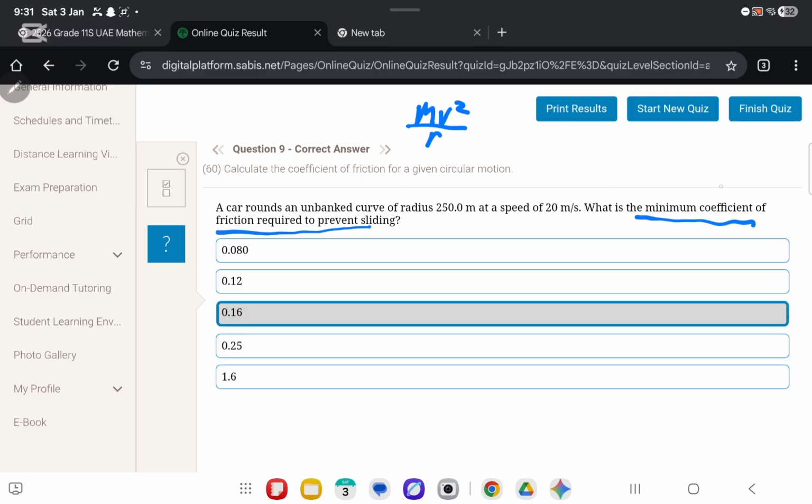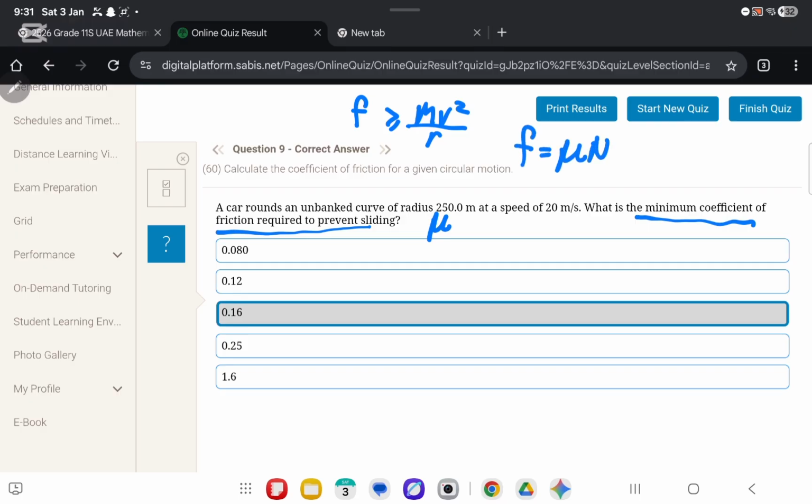That means the coefficient of friction, which we call mu, has to be greater than this, right? So what do we do here? We have to find friction. Obviously, if the coefficient of friction has to be bigger than this, friction has to be bigger than this whole thing to prevent sliding, right? Now friction is what? Mu R, or mu N, doesn't matter.